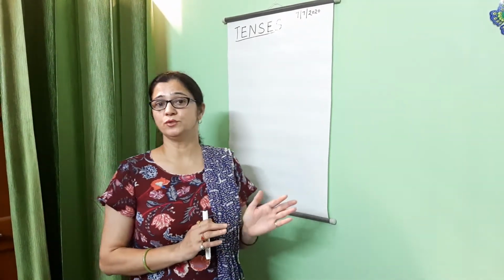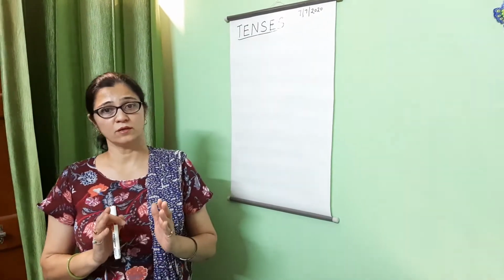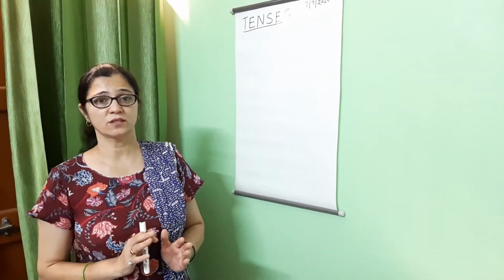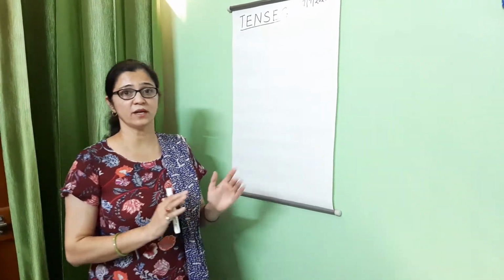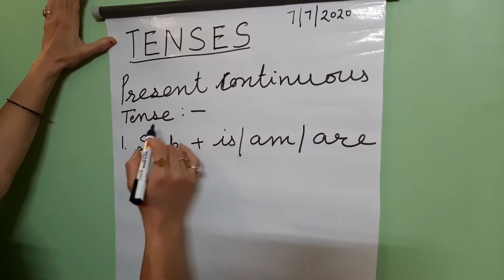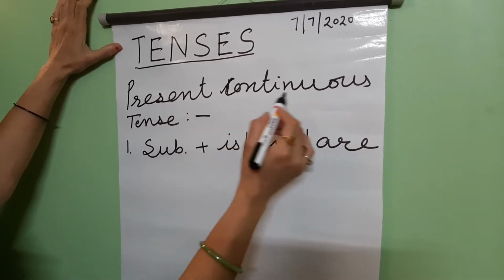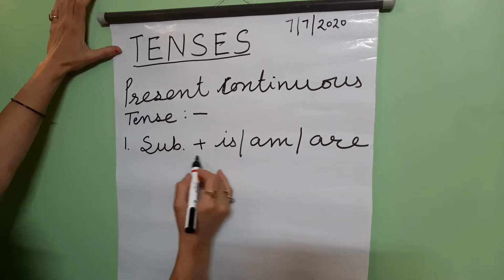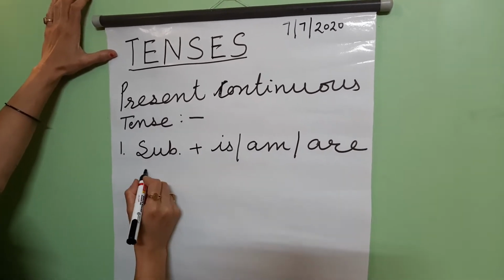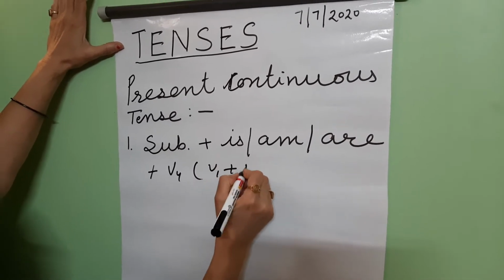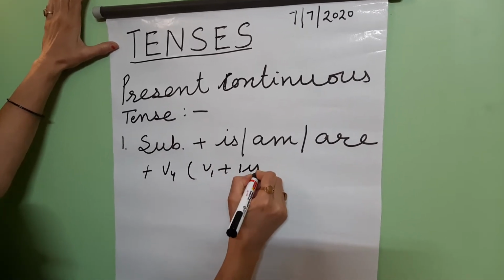Today we are going to do present continuous tense or present progressive tense. First we will do its formation and then its usage. Present continuous tense or present progressive tense. Its formation is subject plus is/am/are plus V4. V4 means V1 plus ing.